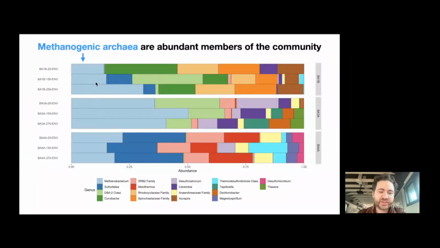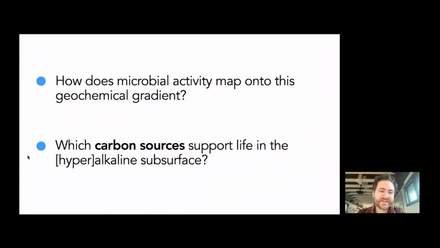This is a genus Methanobacterium, which has been studied in depth in this ecosystem before, and there's been a lot of work done on the genetics of Methanobacterium. But it's interesting to see that it can comprise as much as 50% of the microbial community in unaltered waters. And so the questions that this work addresses is, how does microbial activity map onto the geochemical gradient we see?